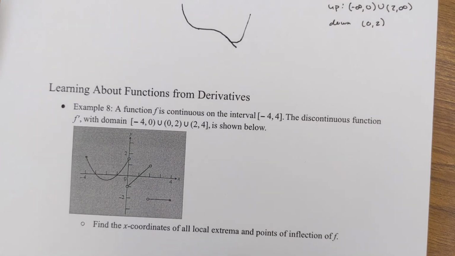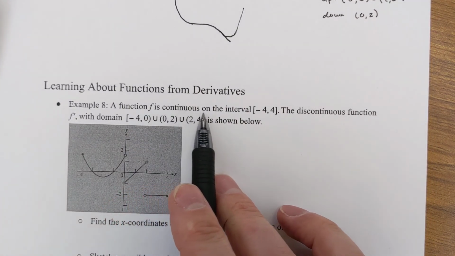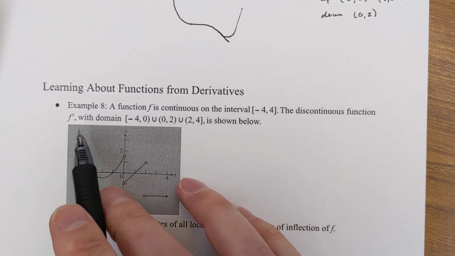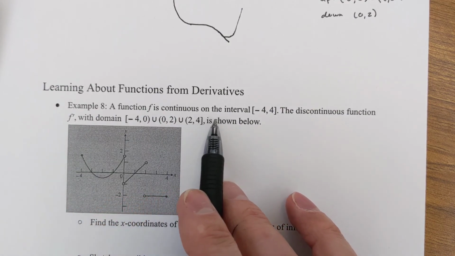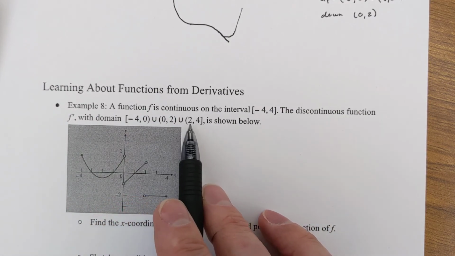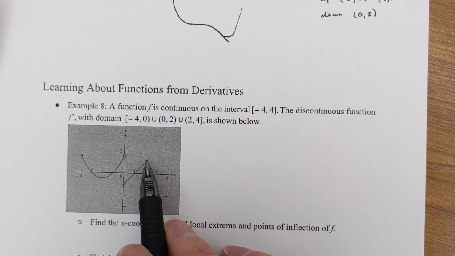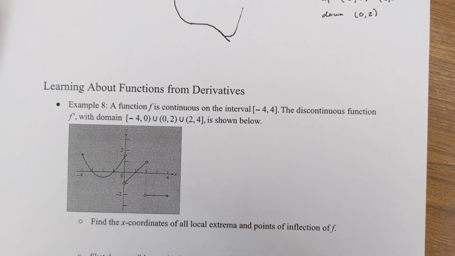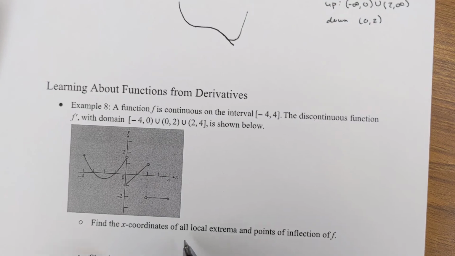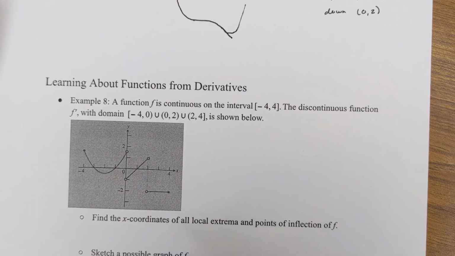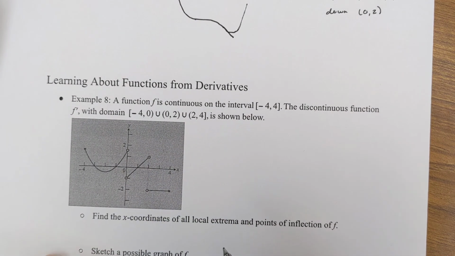Okay, example 8. A function f is continuous on the interval -4 to 4. Discontinuous function f prime with domain given here. If you notice, it breaks at 0 and breaks at 2 because there are open circles there, so it's not included. It's shown below. Find the x-coordinates of all local extrema. So local extrema are where the derivative changes sign. So there's one at -3 right there.